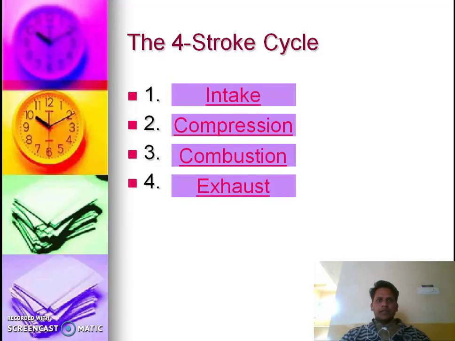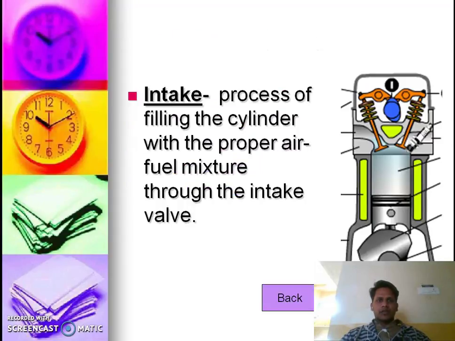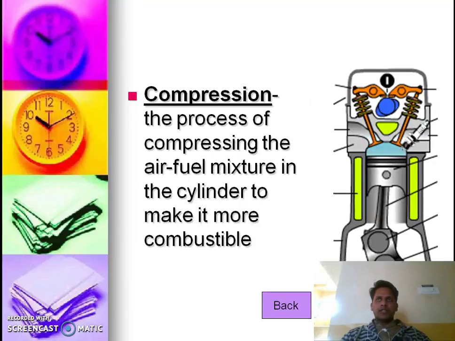In a four-stroke engine, there are four strokes: intake, compression, combustion and exhaust. In the intake process, the air-fuel mixture is taken through the carburetor inside the cylinder. In compression, the intake air-fuel mixture is compressed by the piston, making it more combustible.